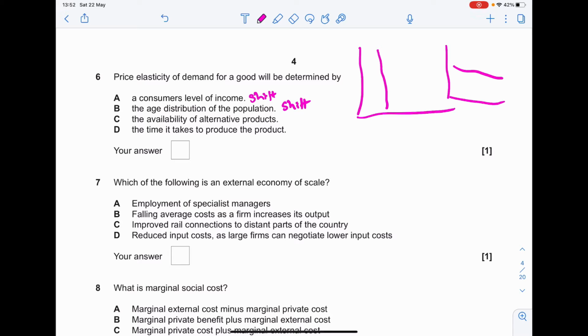The availability of alternative products. So if you've got more substitutes, then that's going to make the demand for the product more elastic. The final one says the time it takes to produce the product. Well, that's to do with your supply, not to do with demand.